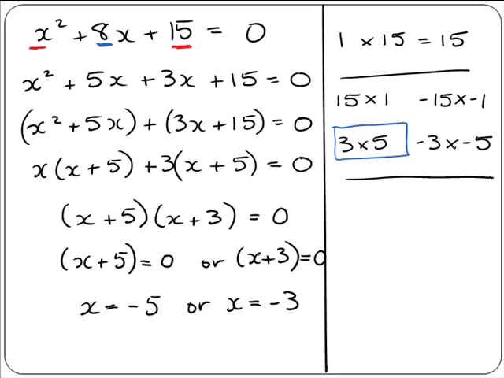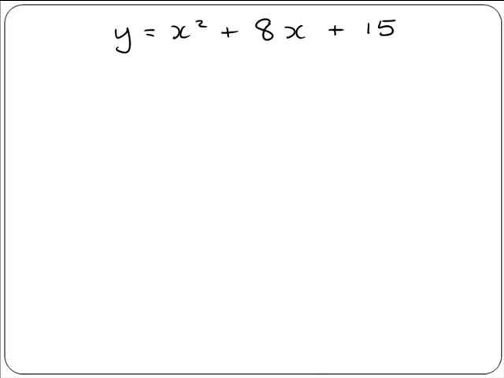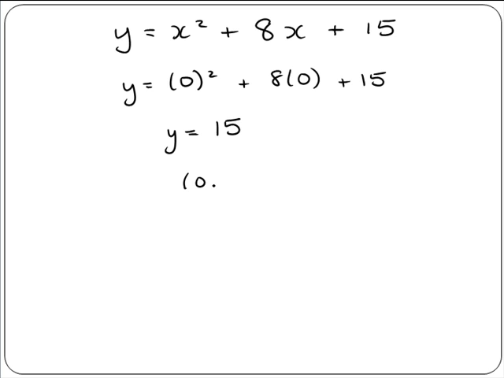If we find where our graph cuts the y-axis, we can accurately sketch our graph. So our function was y equals x squared plus 8x plus 15. So x will be 0 where it crosses the y-axis. So then we're going to get y equals 0 squared plus 8 by 0 plus 15. So this will give us y equals 15. Now we know our graph cuts the y-axis at 0, 15.